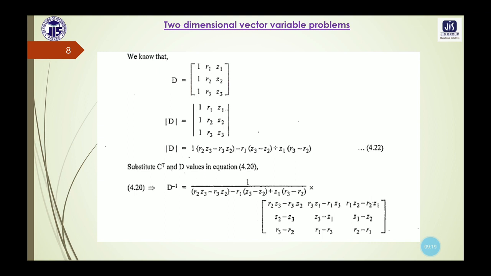Now we need to find the determinant of that matrix D. To find the determinant, we can perform the matrix operation, and finally we get equation number 4.22, which is the determinant of the matrix D.